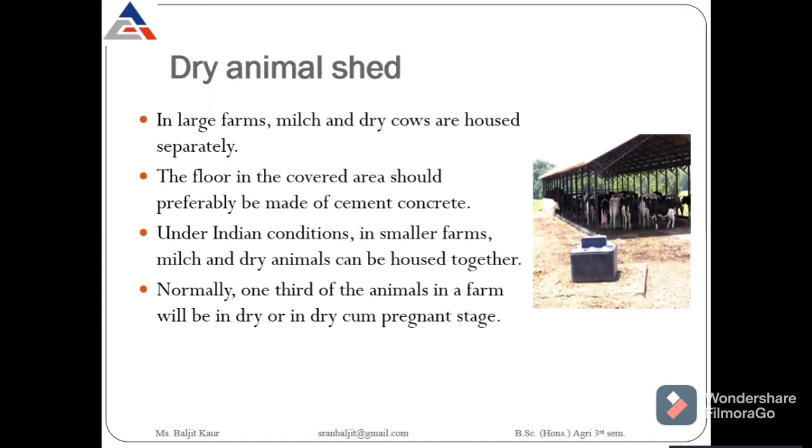Under Indian conditions, in smaller farms, milch and dry animals can be housed together, right? So normally one third of the animals in a farm will be dry and in the pregnant stage, right?